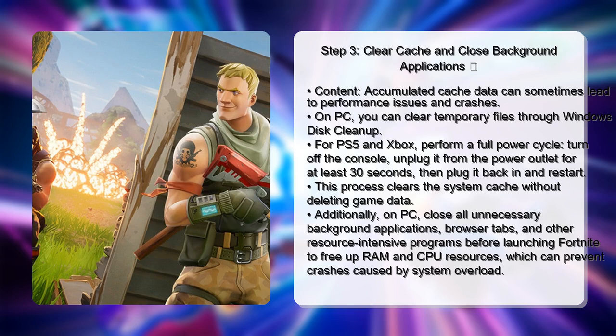Step 3. Clear cache and close background applications. Accumulated cache data can sometimes lead to performance issues and crashes, and you can clear temporary files through Windows Disk Cleanup. For glitches and bugs, perform a full power cycle. Turn off the console, unplug it from the power outlet for at least 30 seconds, then plug it back in and restart. This process clears the system cache without deleting game data.